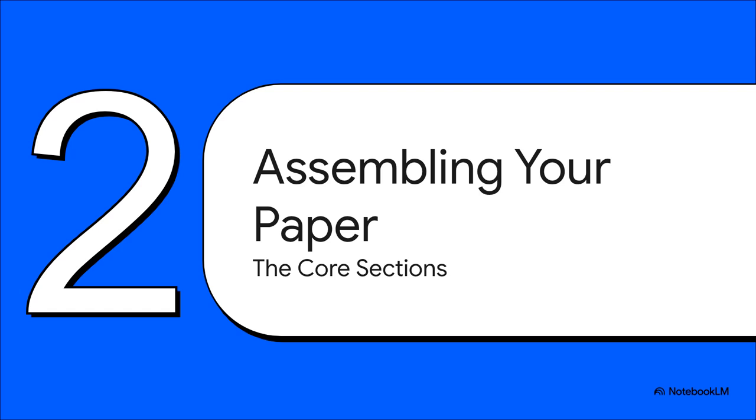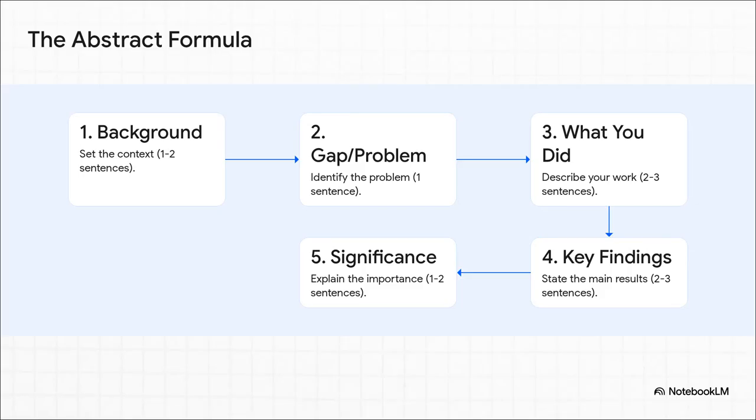Okay, with that solid foundation in place, now we can start assembling the paper itself. So how do we actually build out these core sections? Well, the trick is to stop seeing them as separate, annoying tasks and start seeing them as interconnected chapters of one single cohesive story. First up, the abstract. You know, the biggest mistake people make is writing this at the very end as just a quick summary. Don't do that. Instead, think of it as your entire paper in miniature. This formula tells the whole story. You set the context, you identify a specific problem, you describe what you did to solve it, you state what you found, and then you explain why it's a big deal.